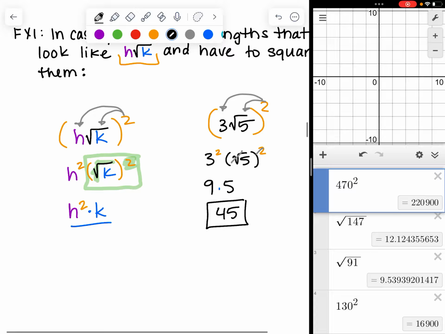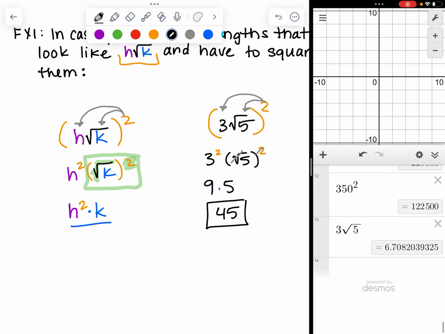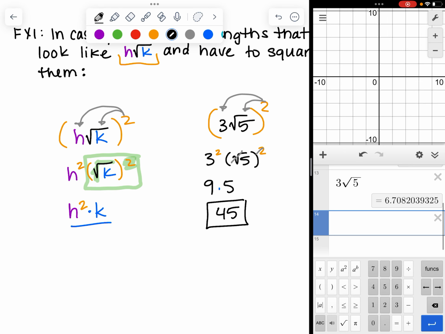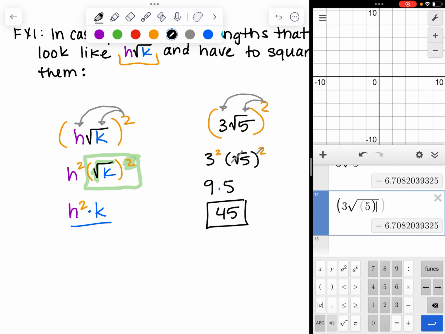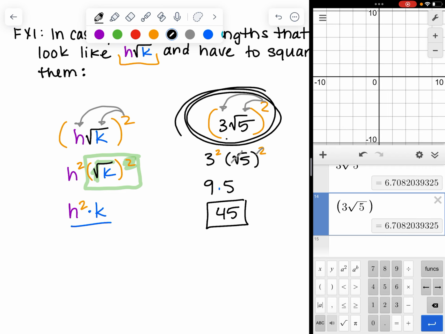The other thing you can do in your calculator: if you put parentheses around it, like 3 square root 5, right? So same idea as we had right here. And then put your squared on it. It'll simplify it right away for you. So you can do it by hand. You can do it in your calculator. Just make sure you put in the parentheses. It's very important. Otherwise, you won't be squaring the whole thing. So either way will help you with one of your homework problems.